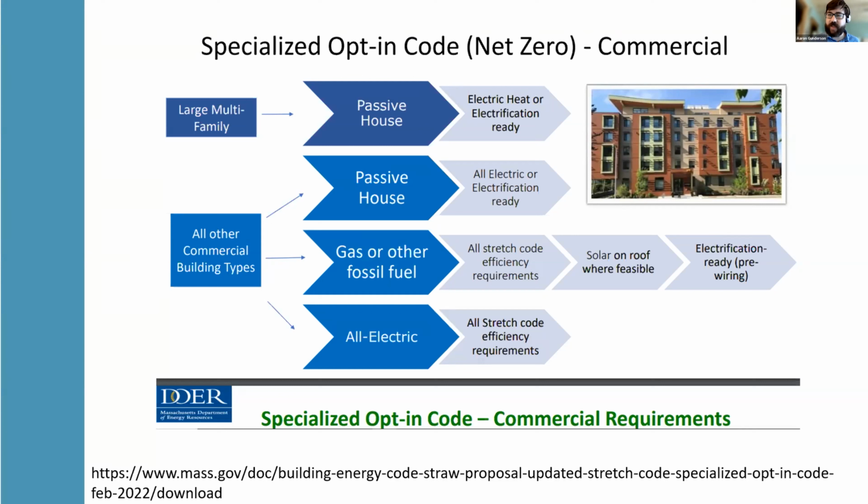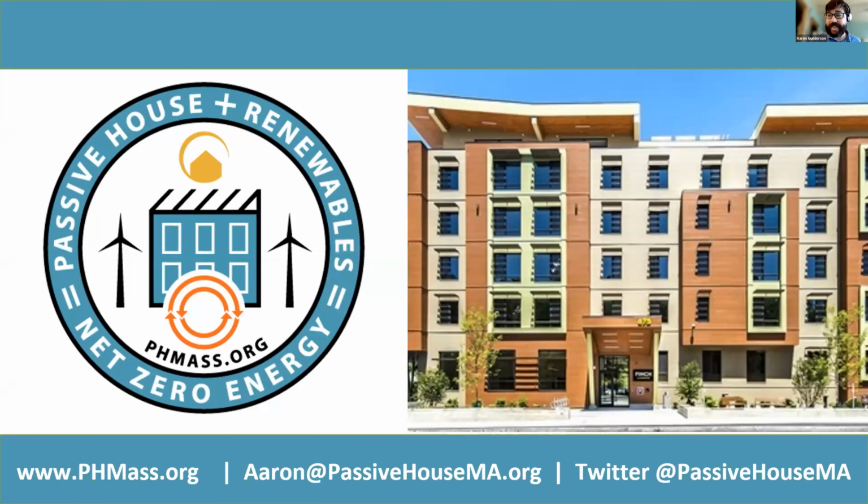For large multifamily buildings in this new code, passive house will be required. And for all other types of buildings, it will be one of the pathways that you can qualify under. So this is coming down the line. It's open for public comment right now. You can go again to our website, phmass.org, and find out details about the code, how to comment, and all those sorts of things. But definitely something to keep in mind.